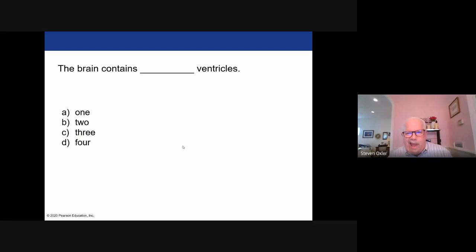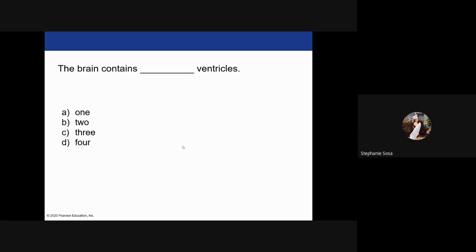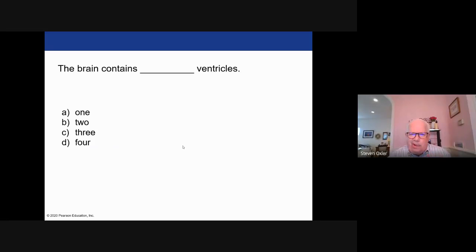The brain contains blank ventricles, 1, 2, 3, or 4. 2. 3. 2. How about 4? It contains 4 ventricles. Someone tell me why the ventricles are so important. What's inside of the ventricles?